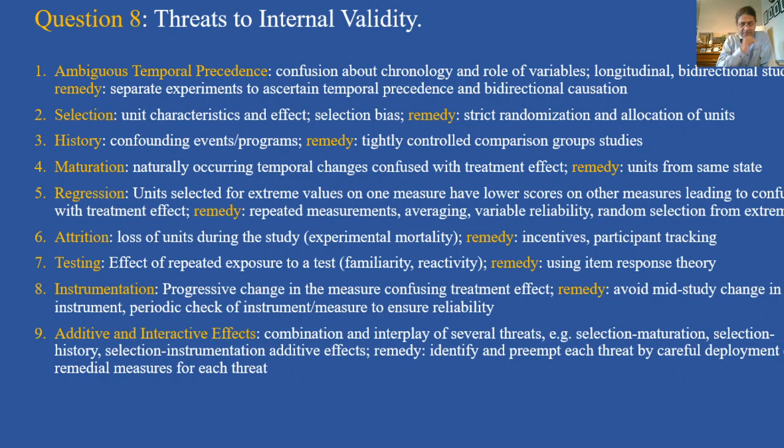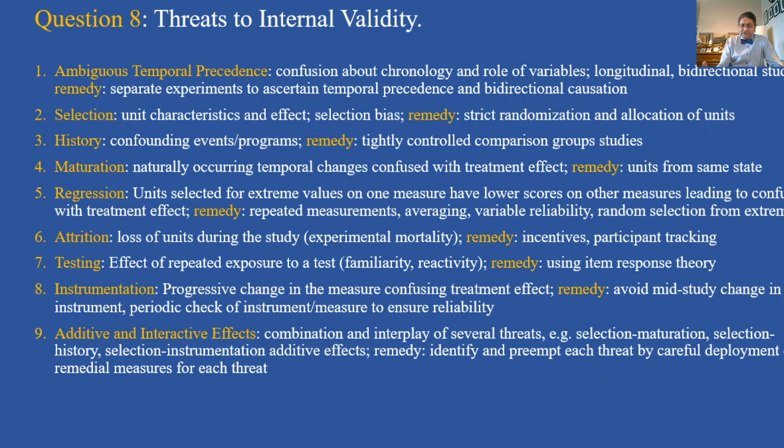Threat number four, excuse me, is maturation. These are naturally occurring events such as disasters, economic growth, slowdown, aging, social factors, and other social events, which may cause effects that mimic those caused by the treatment. A solution to the maturation threat is to ensure that selected units are from the same environment or state, that is age, location, institution, etc., to minimize the maturation threat.